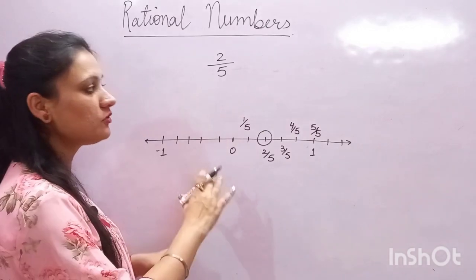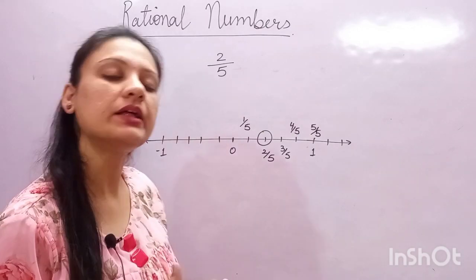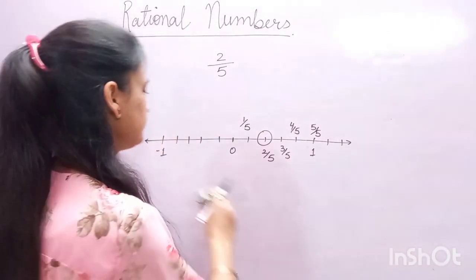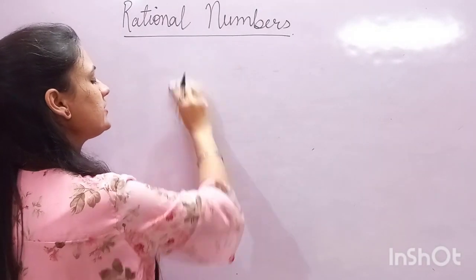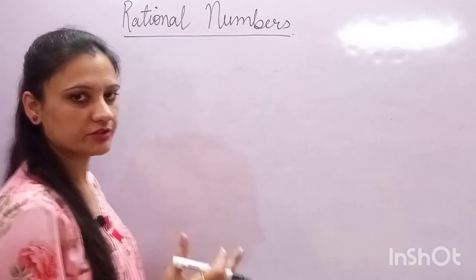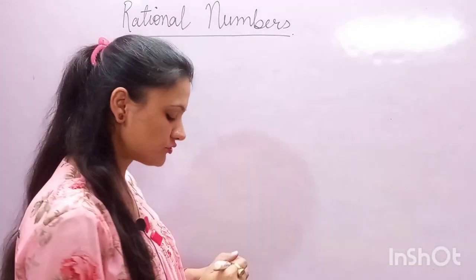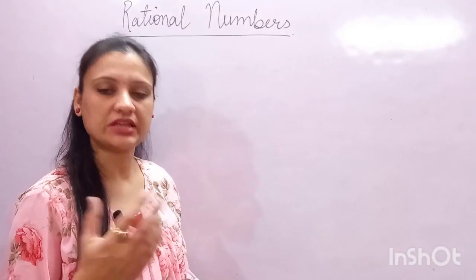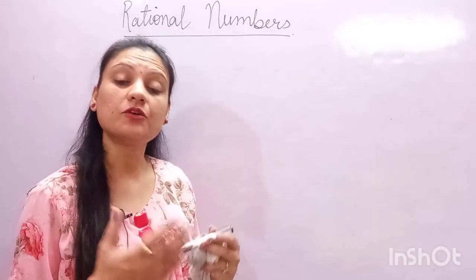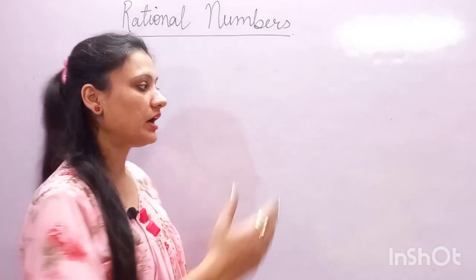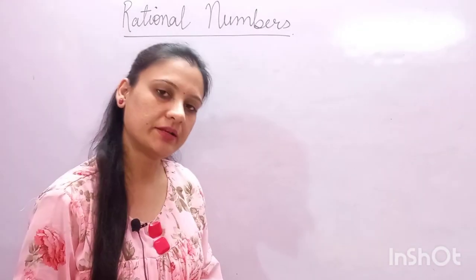Is it clear how you represent a rational number on a number line? Clear? So whatever the denominator is, just divide into that many equal parts. So till here we understood standard form, how to find the equivalent fraction, how to compare fractions, and how to represent a fraction on a number line.